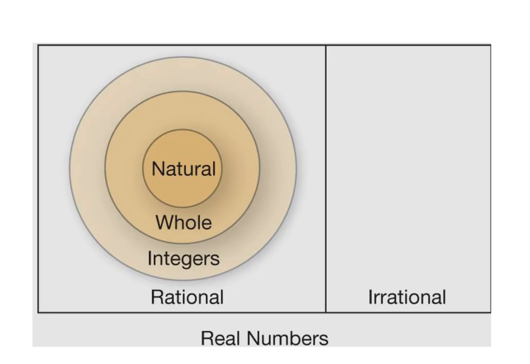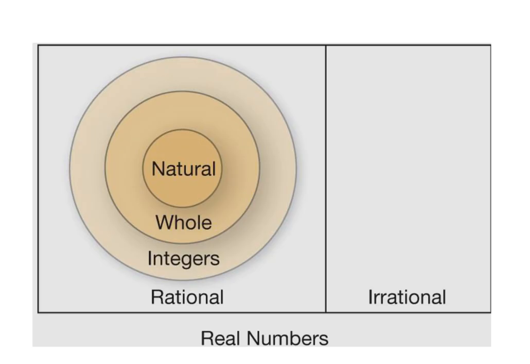Very often you see these number sets in a Venn diagram, and this is a good representation of how they fit into each other. The large outside set is your real numbers. You'll notice you have rational over here, irrational rather, over here. And then you have your natural, which is inside your whole, inside your integer, inside your rational.